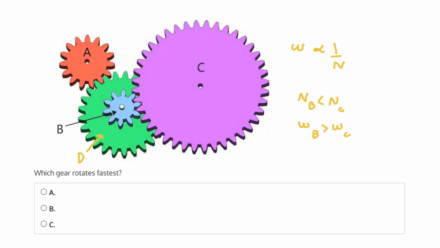Now let's remember, we know B and D are traveling at the same speed, and we said that A is traveling faster than B and D. So if C is traveling slower than B, then we know that A is rotating with the highest speed, and therefore the correct answer is A.